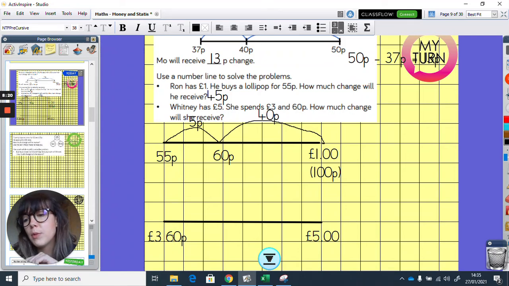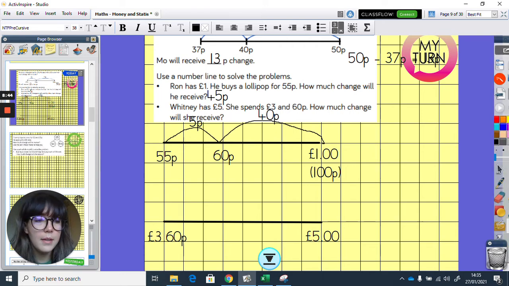So I would probably do the pence first, round to the nearest pound, and then go up, okay? Pause the video. Remember, there is more than one way to do this. As long as you get the right answer with the jumps, it doesn't matter what jumps you actually do. Have a go, and then come back to the video. Okay, so you should have had a go. I'm going to go through the answers quickly.